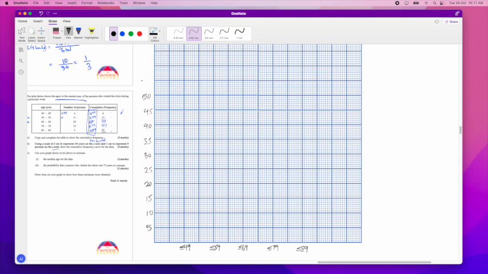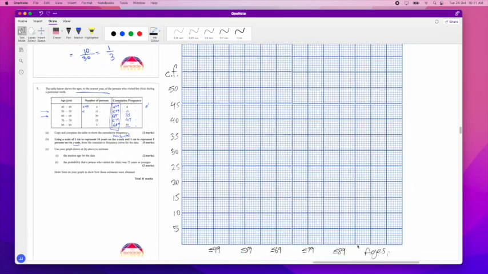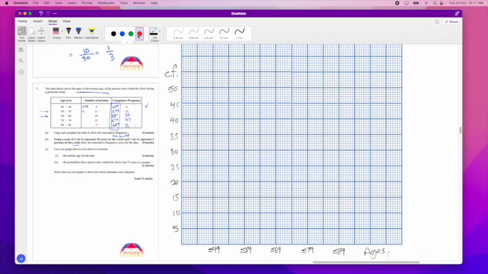Remember to always label. So this is cumulative frequency, and these here are your ages. And so let's plot this now. I'll do it in a color that will stand out, but please don't do that; you should only use black or blue for any exam, no other colors. I'll stick to black for safety's sake.